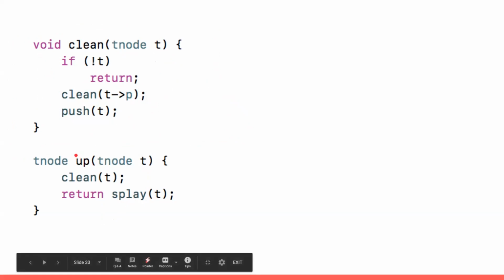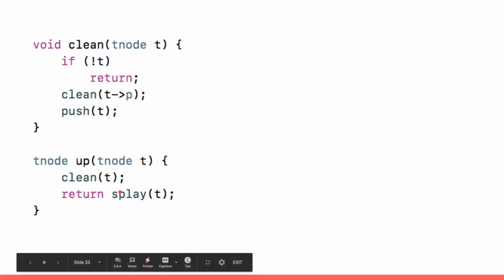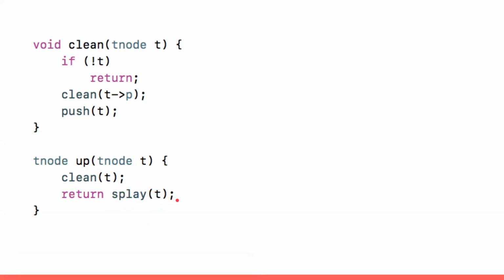And let's have one more function, up, which will push our element to the root with splay. We will clean everything first and then use the splay function. Right now our splay function does not support any push operations. That is why we should make sure that on the path between T and the root in our splay tree, there are no reverse flags. Does it make sense for everyone?